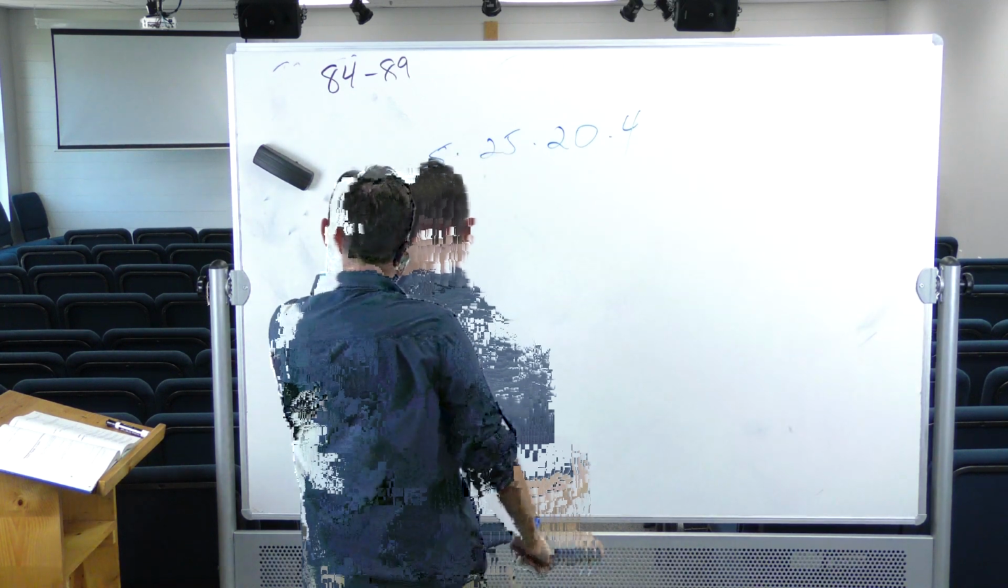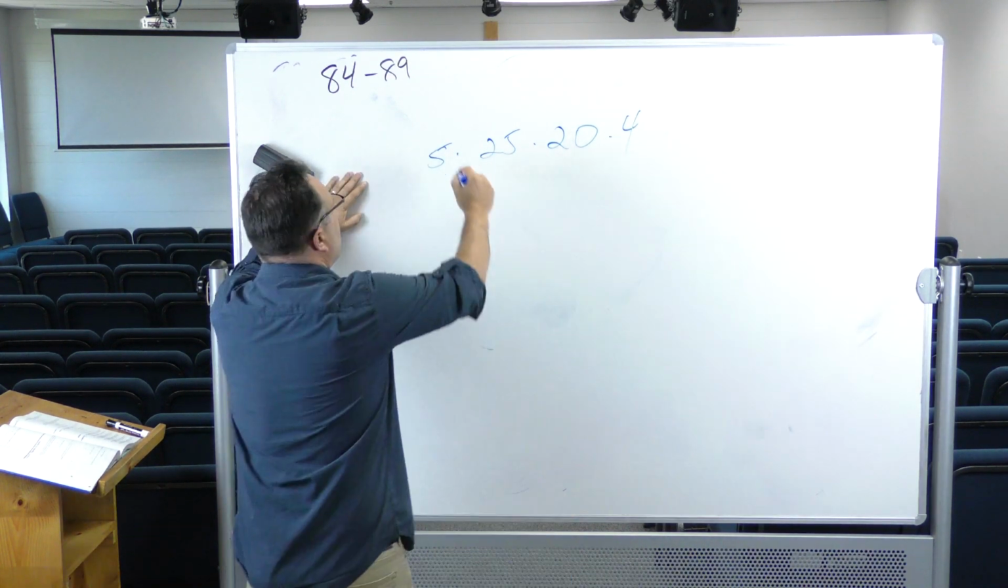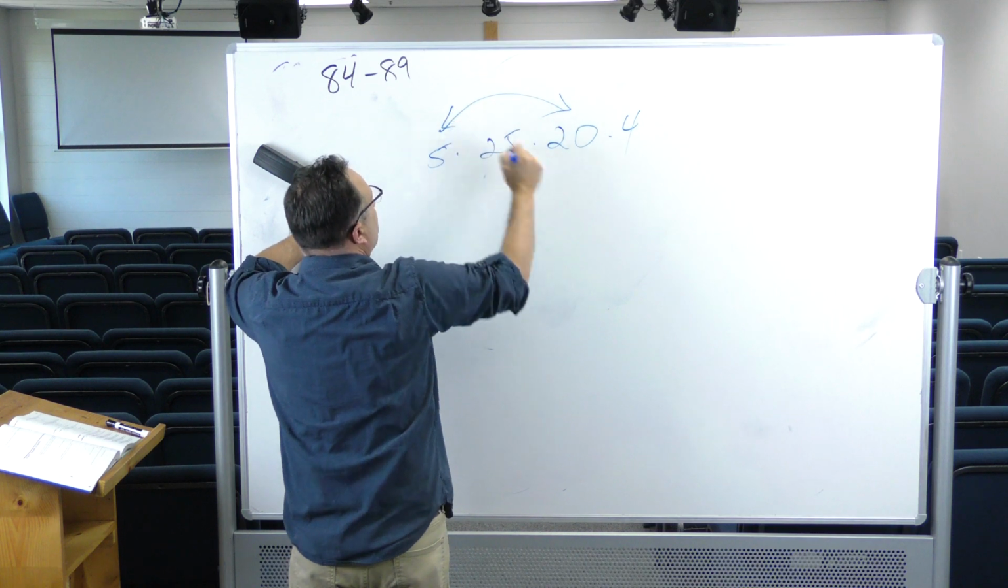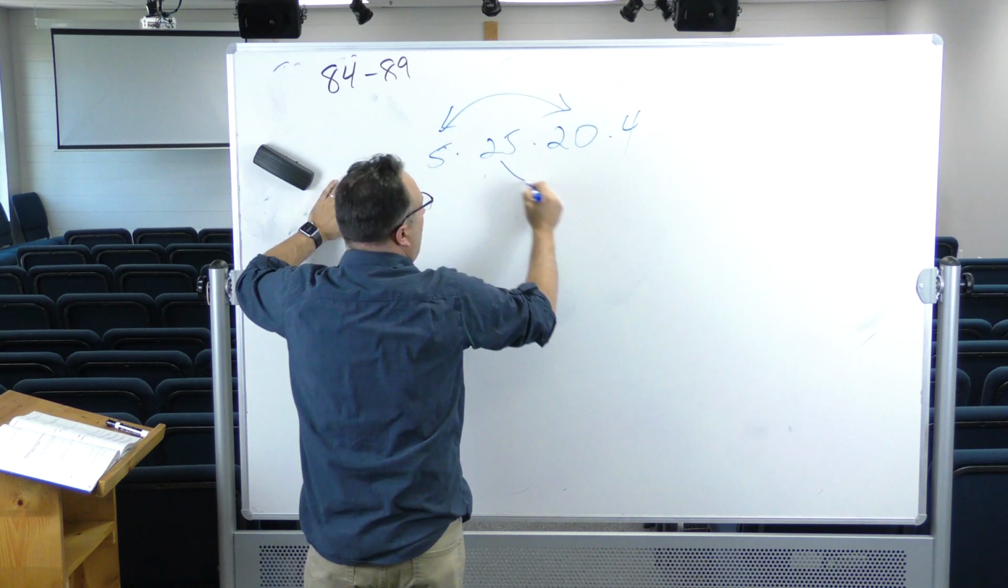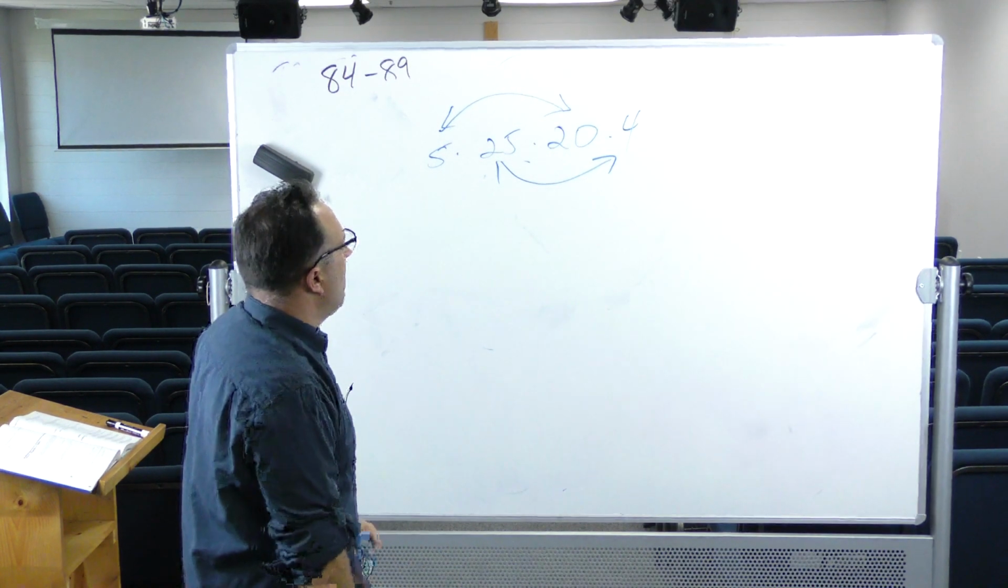Okay. So in my mind, I'm thinking to myself, that's going to be 100, because 5 times 20 is 100, and 25 times 4 is also 100.